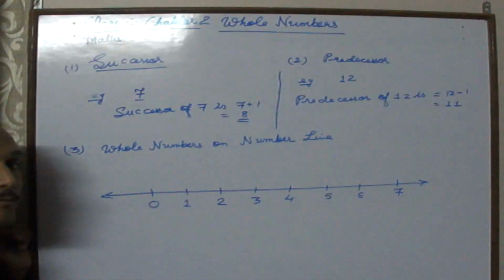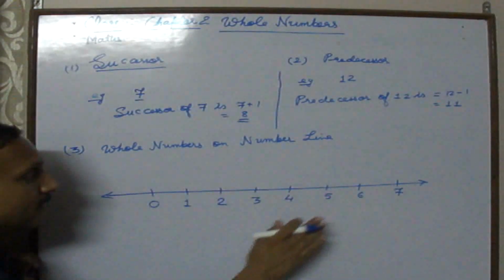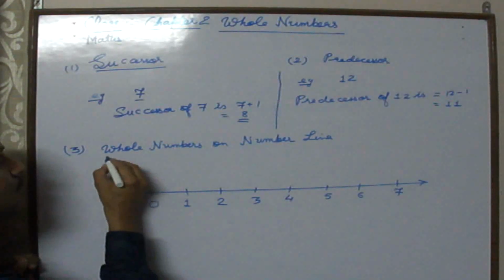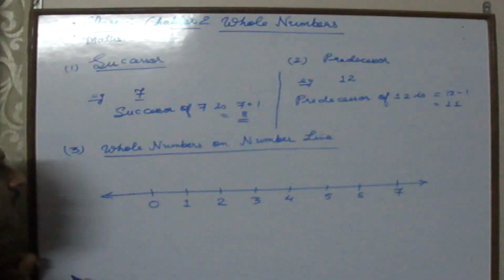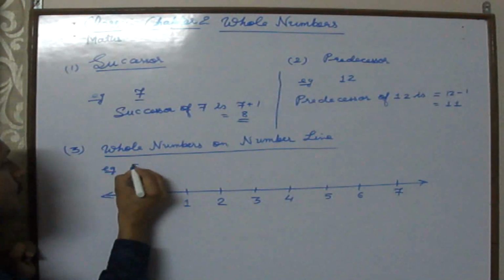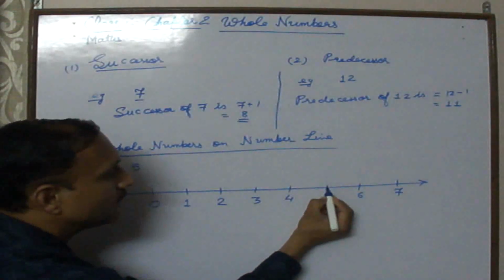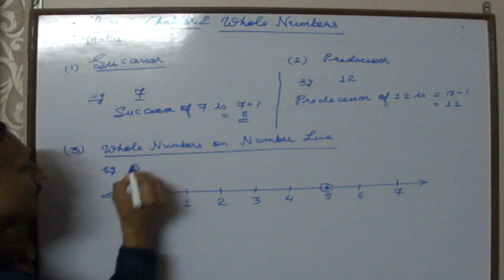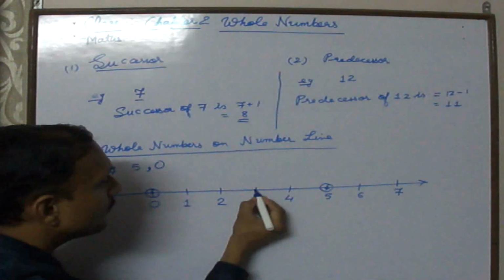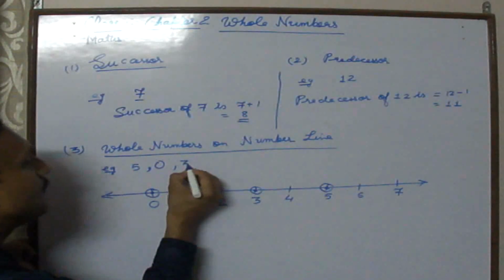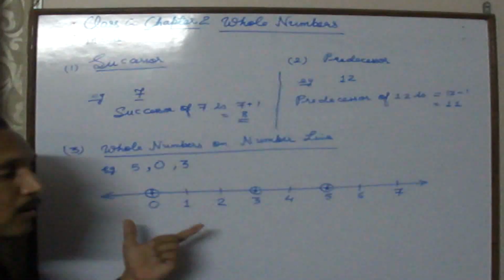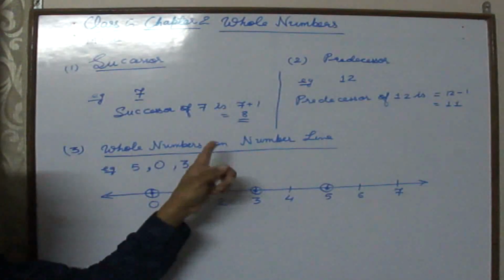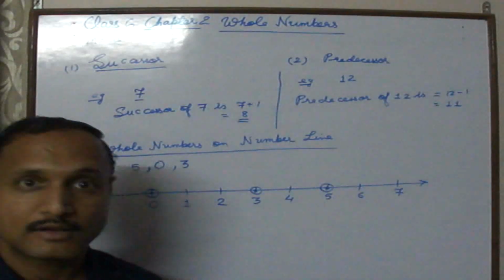This is just one simple line I have made, the number line including 0. We can represent any number on the whole number line. For example, to represent 5 on the number line, this is 5. To represent 0, this is 0. To represent 3, we can represent 3 also. We can represent any number on the number line which starts from 0, because we are dealing with whole numbers. Children, clear?